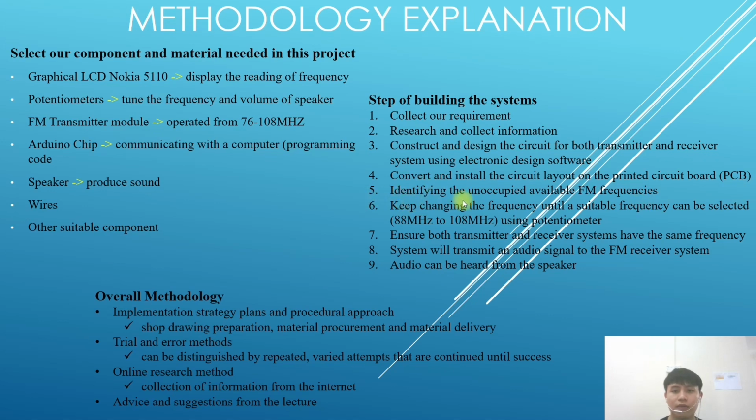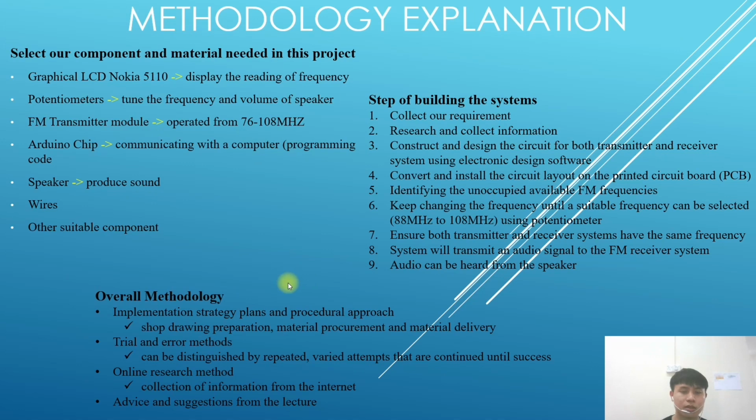After that, we have to identify the unoccupied available FM frequency by changing the frequency until a suitable frequency can be selected from 88 MHz until 108 MHz using the potentiometer. After that, we have to ensure both the transmitter and receiver systems have the same frequency, and the system will transmit an audio signal to the FM receiver system. So finally, the audio can be heard from the speaker.